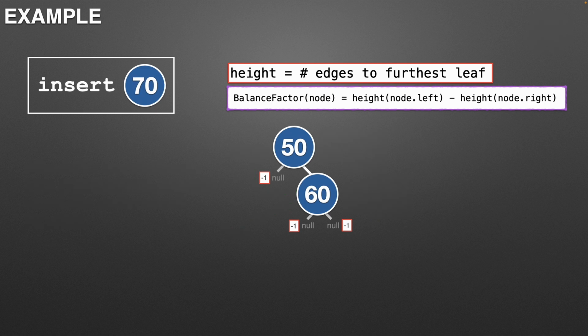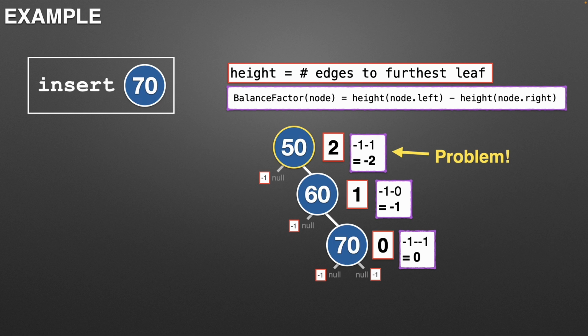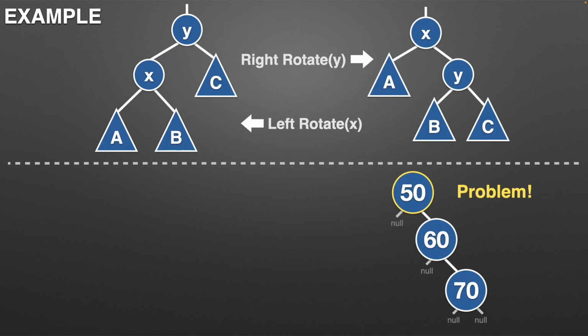So that's fine. We've got 50 and 60. We'll go ahead and insert 70. And so now we start at 70. We compute our things, right? And most importantly, we find that, okay, 70's fine, 60's fine, but 50 is now out of range, right? Not in balance. So that's where our problem is, at 50. Let's fix it. So here's what we have, right? This is our whole tree. Our problem is at 50.